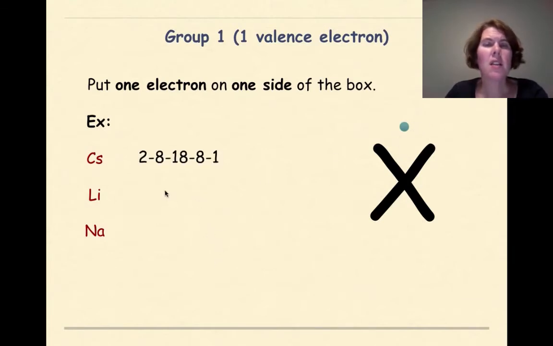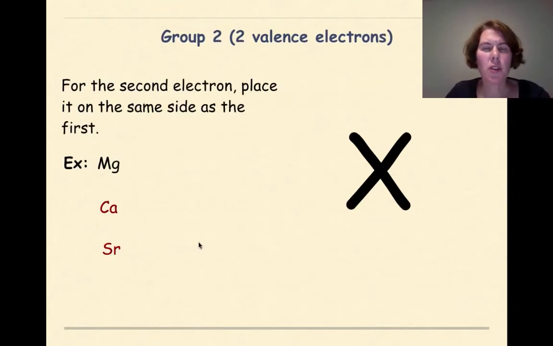Cesium. Cesium has an electron configuration of 2, 8, 18, 8, 1. It has 1 valence electron. Therefore, around cesium, maybe we'll put it on that side. Lithium, 2, 1, 1 valence electron. So maybe this time we'll put it on the opposite side. And for sodium, it's 2, 8, 1. Maybe this time we'll put it on the bottom. It really doesn't matter where you put the dot to start with. Just that, again, you can only have a maximum of 2 electrons per side.